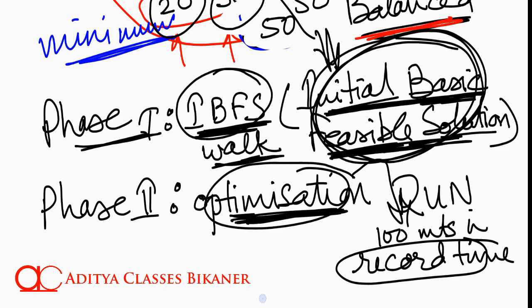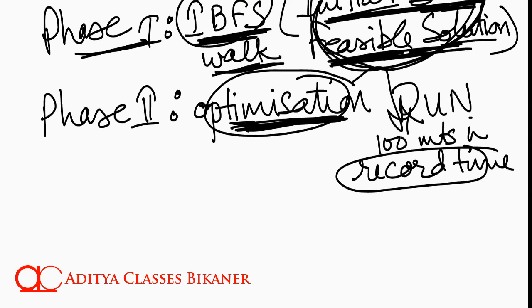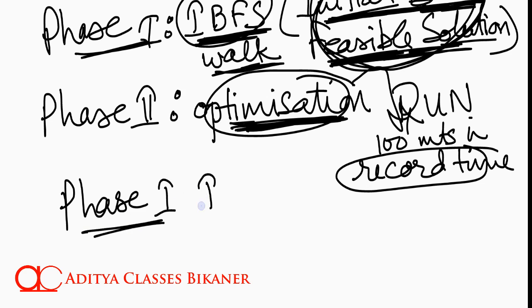So once we are through with these two phases, we'll have a transportation solution that will be best according to the known algorithms. Now, what are the methods that we can learn or apply? For phase 1, that is IBFS, we will learn 3 methods.